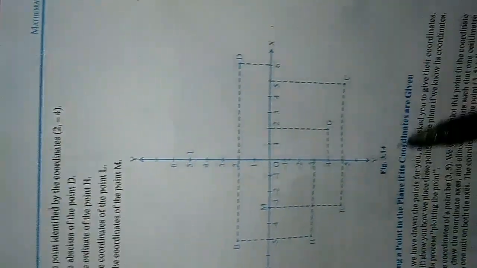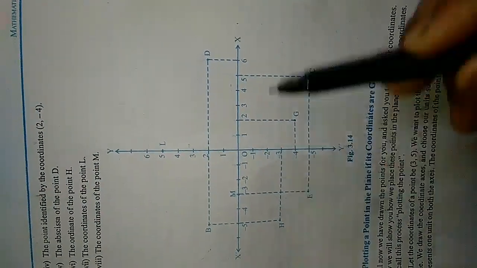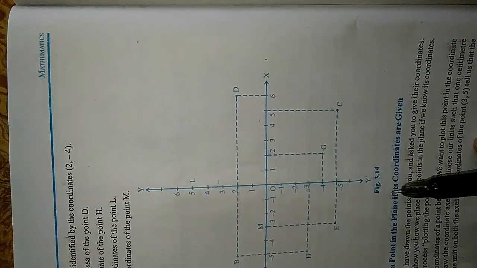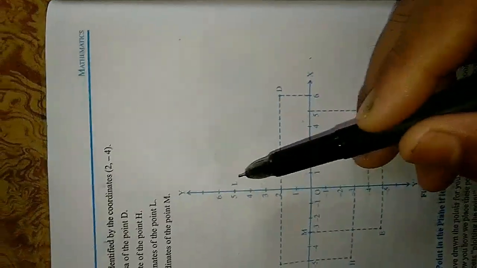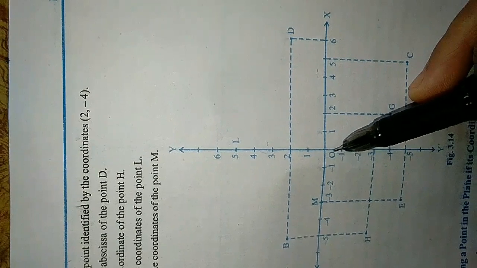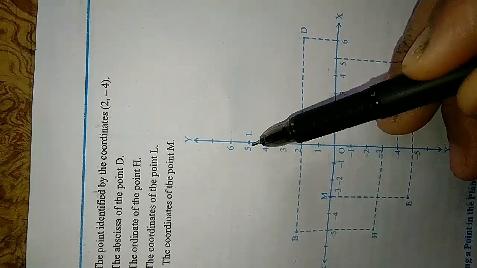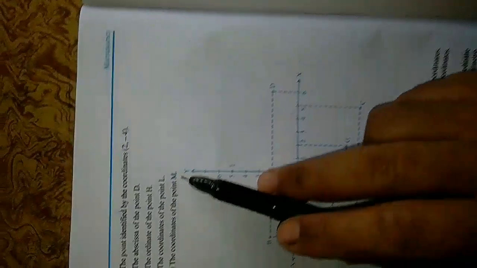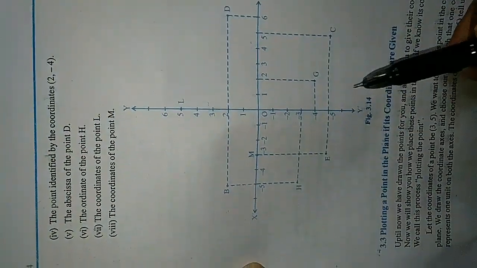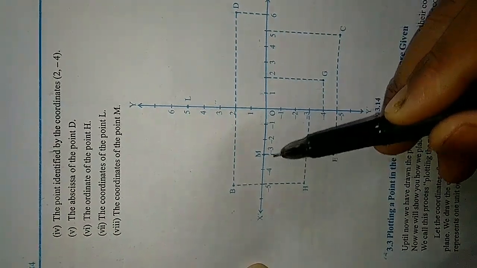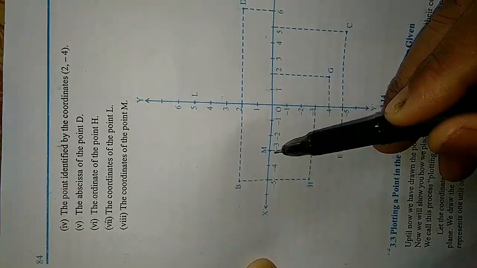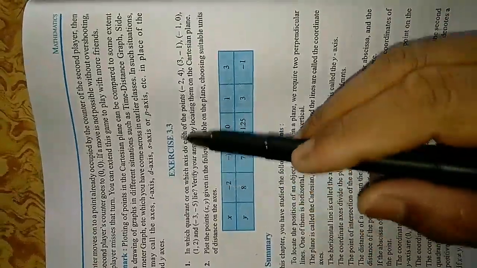Then number 7, the coordinate of the point L. Where is L? L is there. It is on the y-axis. On the y-axis, as I have just told, x value is 0. So x value 0 and y value is 5. So 0, 5. And the last question is the coordinate of the point M. Where is M? M is here on the x-axis, and on the x-axis y value is 0 and x value is -3. The coordinate of the point M is -3, 0.